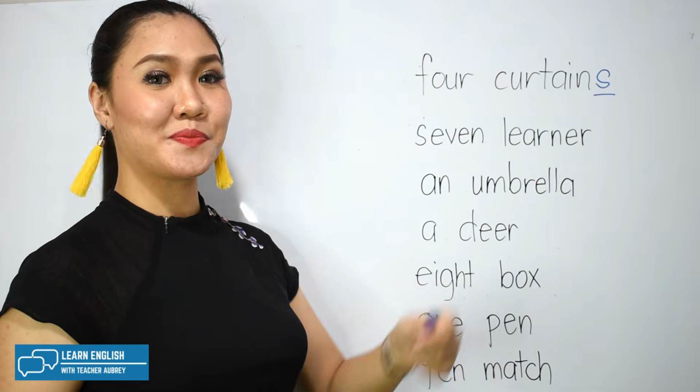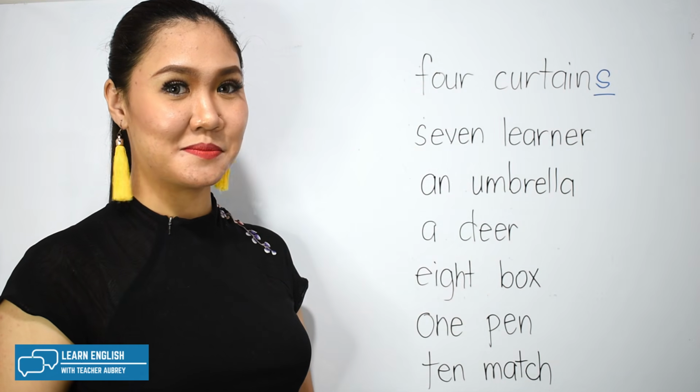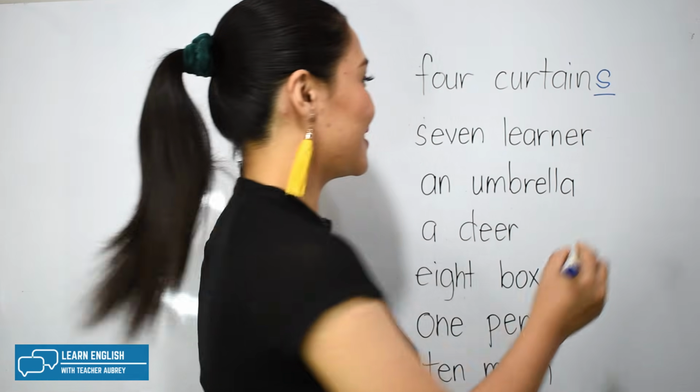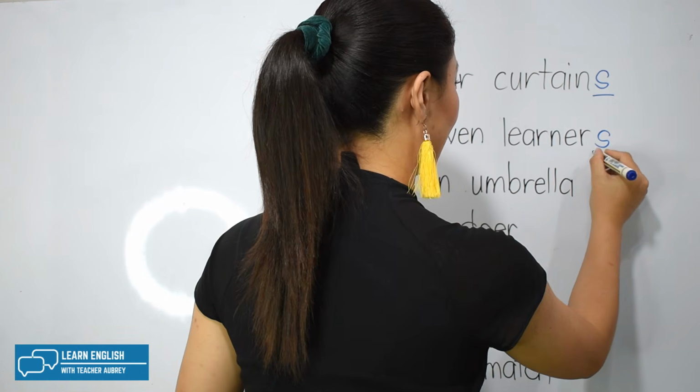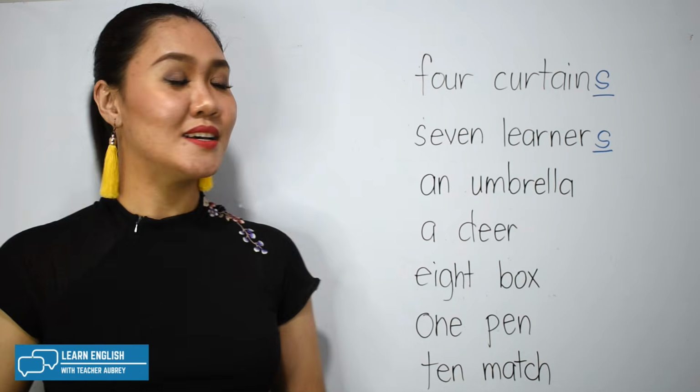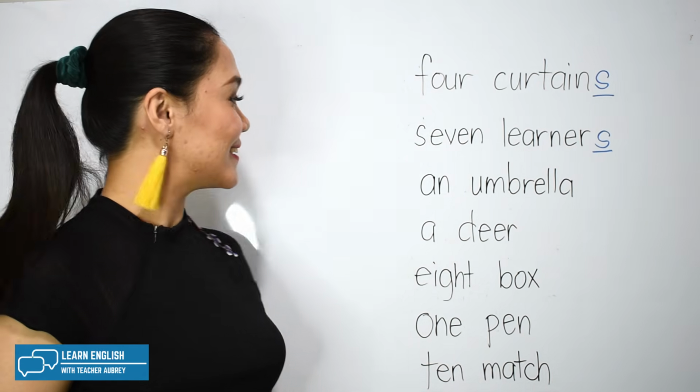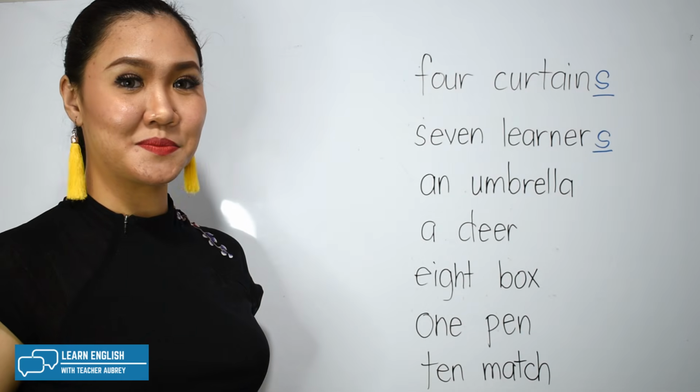7 learner. What are we going to add? S or ES? Very good. We need to add an S to make it plural. 7 learners.